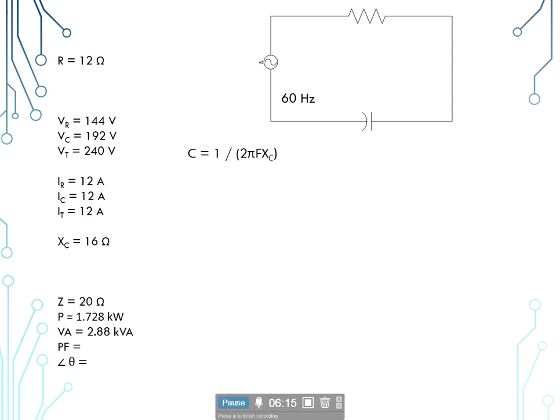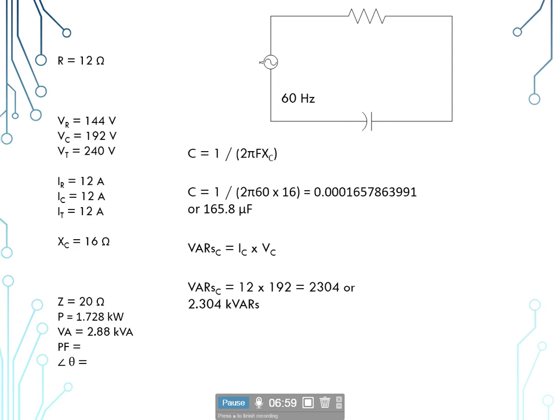Now we're going to look for our capacitance, so we'll use that same formula we've been using: 1 divided by, open your parentheses, 2 pi times your frequency times X sub C. So we have 1 divided by, open our parentheses, 2 times pi times our 60 hertz frequency times 16 ohms capacitive reactance, giving us 165.8 microfarads. We can find our vars: VAR sub C is going to be equal to I sub C times V sub C. So our 12 amps times our 192 volts will give us 2.304 kVARs.